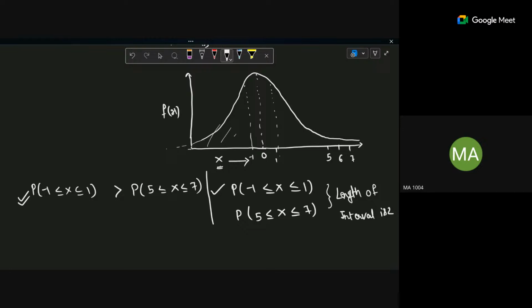That means in this interval, the occurrence for this random variable is more dense compared to this area, isn't it? That means the density of x taking values between -1 to 1 is more in this -1 to 1 interval as compared to the density in this 5 to 7 region. Are you getting it? Yes. Yeah, got it.